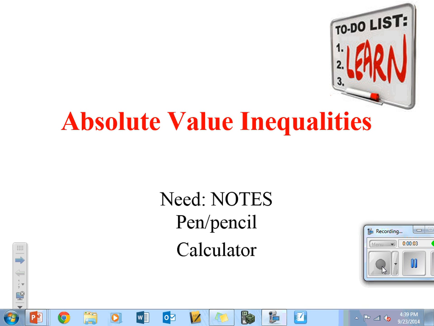Hello and welcome to absolute value inequalities. Today we're going to continue our journey with absolute values, but we're going to do inequalities and not equations. So if you take out your notes and a calculator and a pencil, we'll get started.